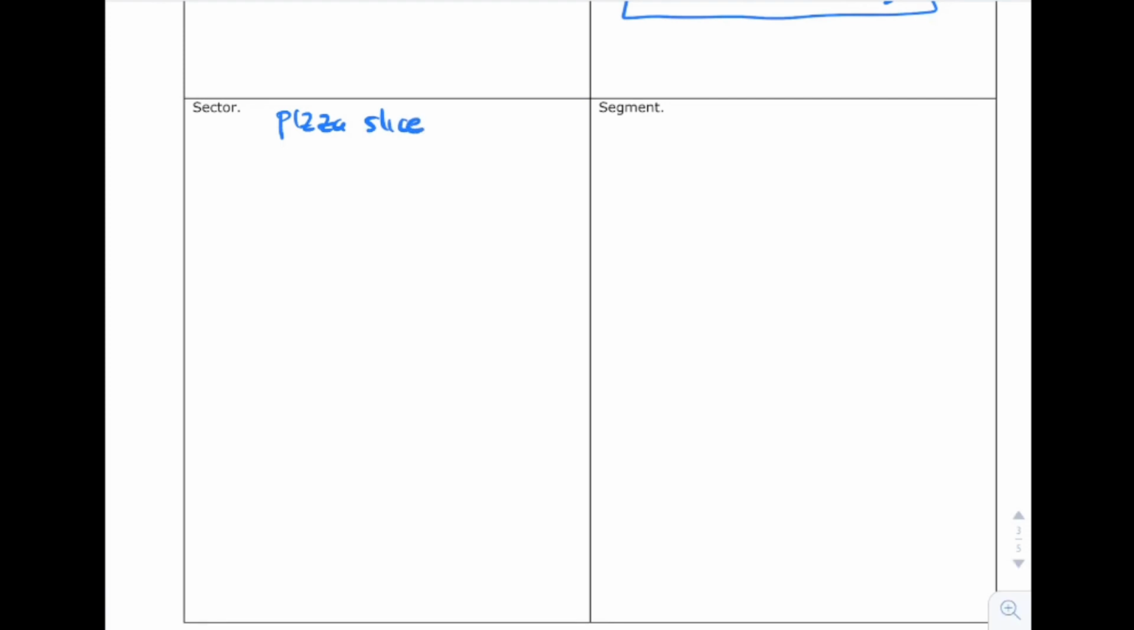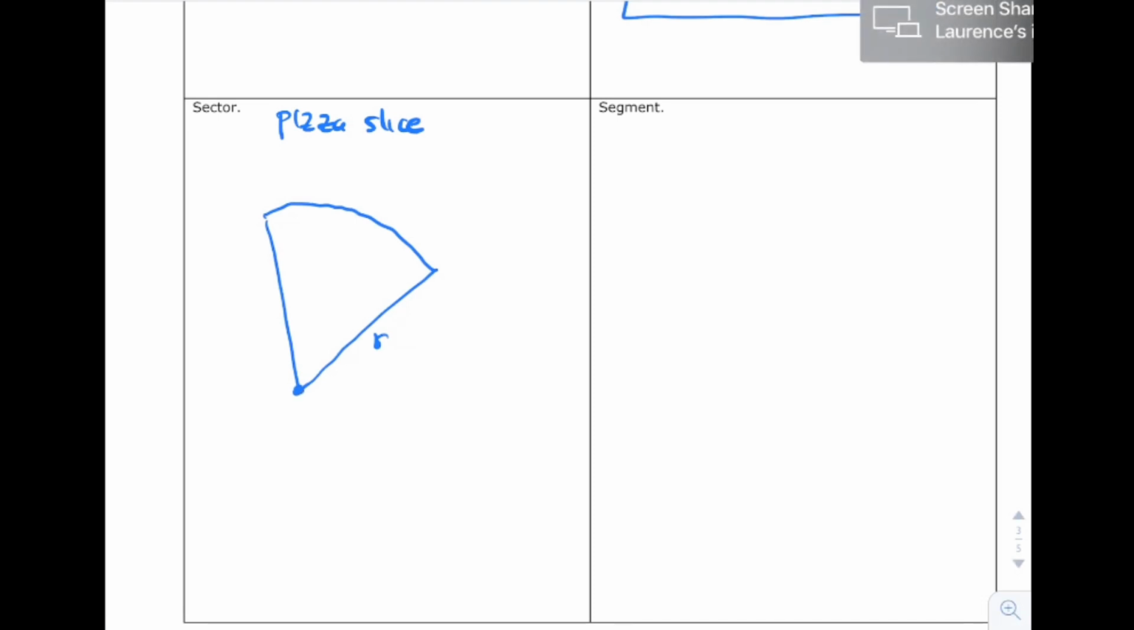So a pizza slice would look something like this. Now it doesn't have to be exactly 1/8 of a pizza. It could be half of a pizza or a third of a pizza or whatever. But it's a pizza slice shape. And we're going to have to call that the radius, really. So the assumption is that this is where the center of the circle was.